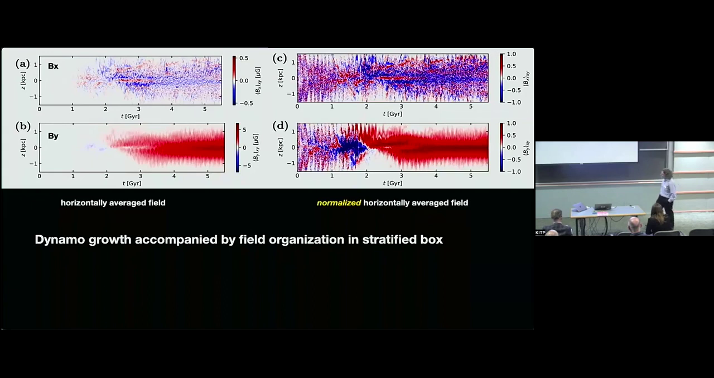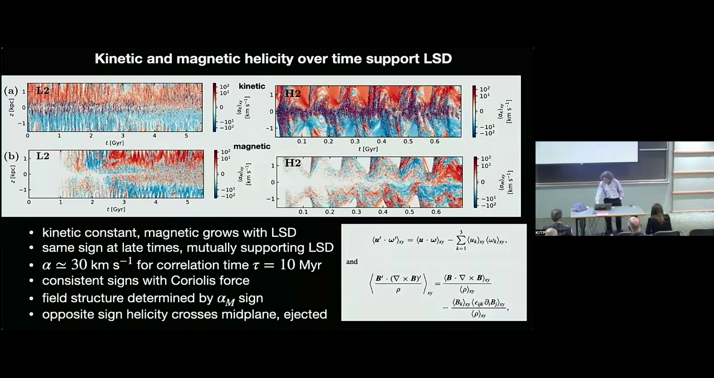Let's look at the helicity. That same model is here, and you can see that the helicity is actually controlling the field direction. So you had a reversal in helicity, and that controlled the reversal in field direction. Notice that the magnetic helicity grows with the field, while the kinetic helicity is pretty much constant over time. If you go look at the high resolution model, we only have half a gigayear.